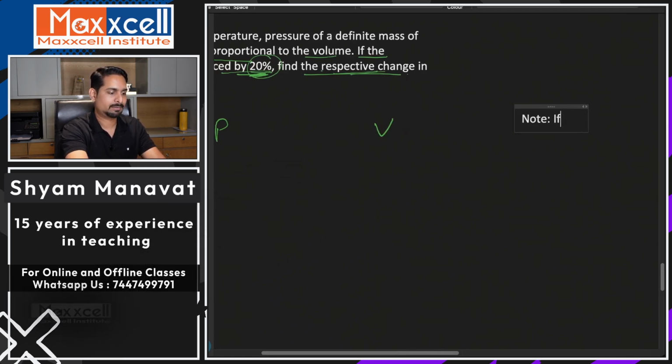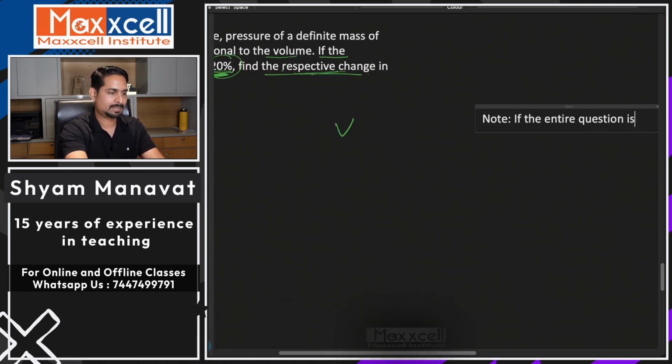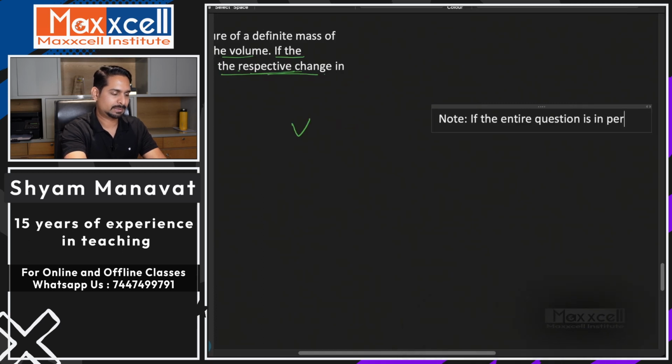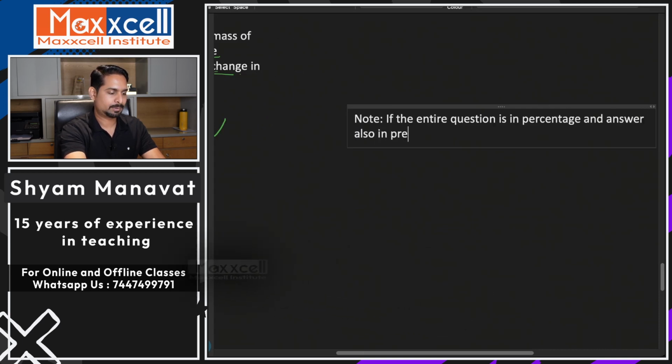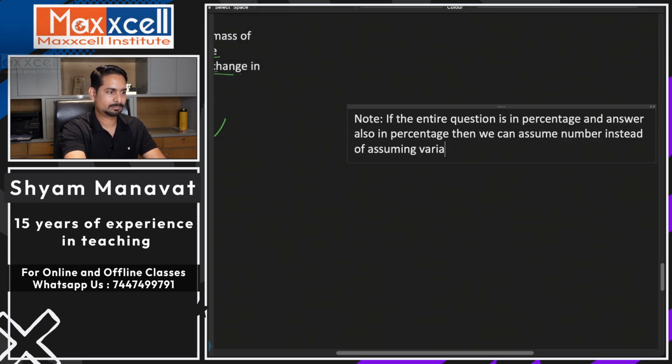So in the percentage chapter we had this note. If in the entire question you don't have any other number mentioned, the question is in percentage and the answer is also in percentage form, then we can, it's not compulsory but it will be easier, assume a number instead of assuming a variable. All right.